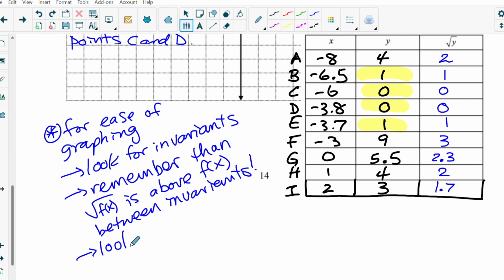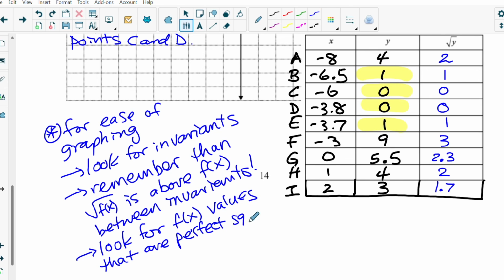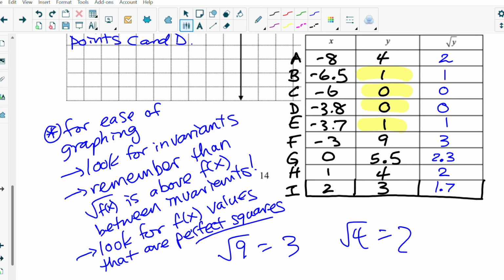What else? Look for f of x values that are perfect squares. Why? Because something like square root of 9, that's 3. That's easy to graph. Square root of 4, that's 2. So look for values that are perfect squares so that when you graph the square root of those, it's easy to sketch.